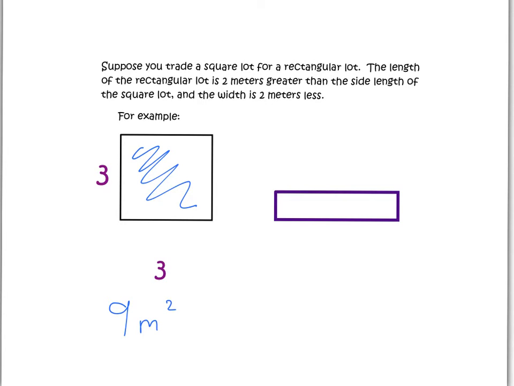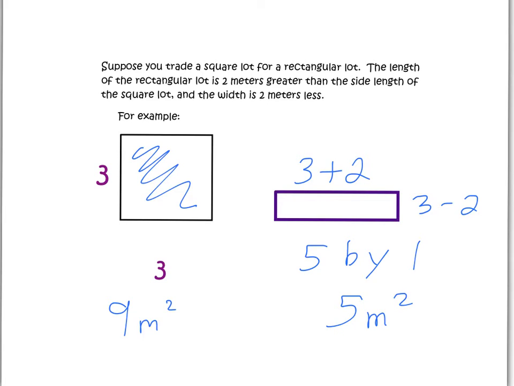What if we were to change the length of our square and increase it by 2 meters, but reduce the width by 2 meters? Now the new dimensions would be 5 by 1. Therefore, our area would be 5 meters squared, which, as you can see, you'd obviously rather keep the 9 meters squared. So what we want to see today is, is that always going to be the case?